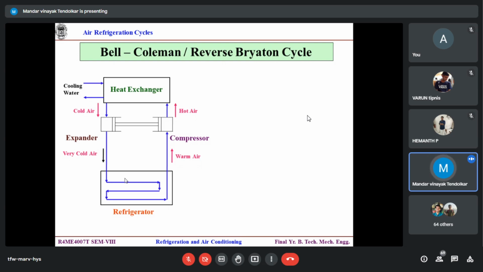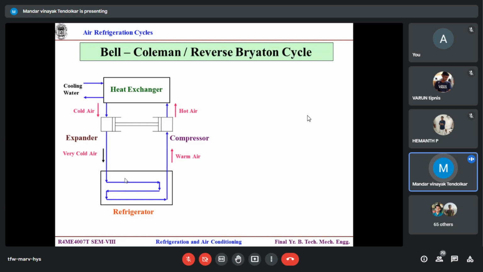As shown in the figure, the refrigerator section, which is the space to be maintained at a lower temperature, is at the bottom. Then the compressor, then the heat exchanger, where you can see the cooling water for the heat rejection part. Then the air becomes cold, it comes to the expander part, then further cold. So I have written it as very cold air, which will go to the refrigerator to absorb the heat from that chamber or section.